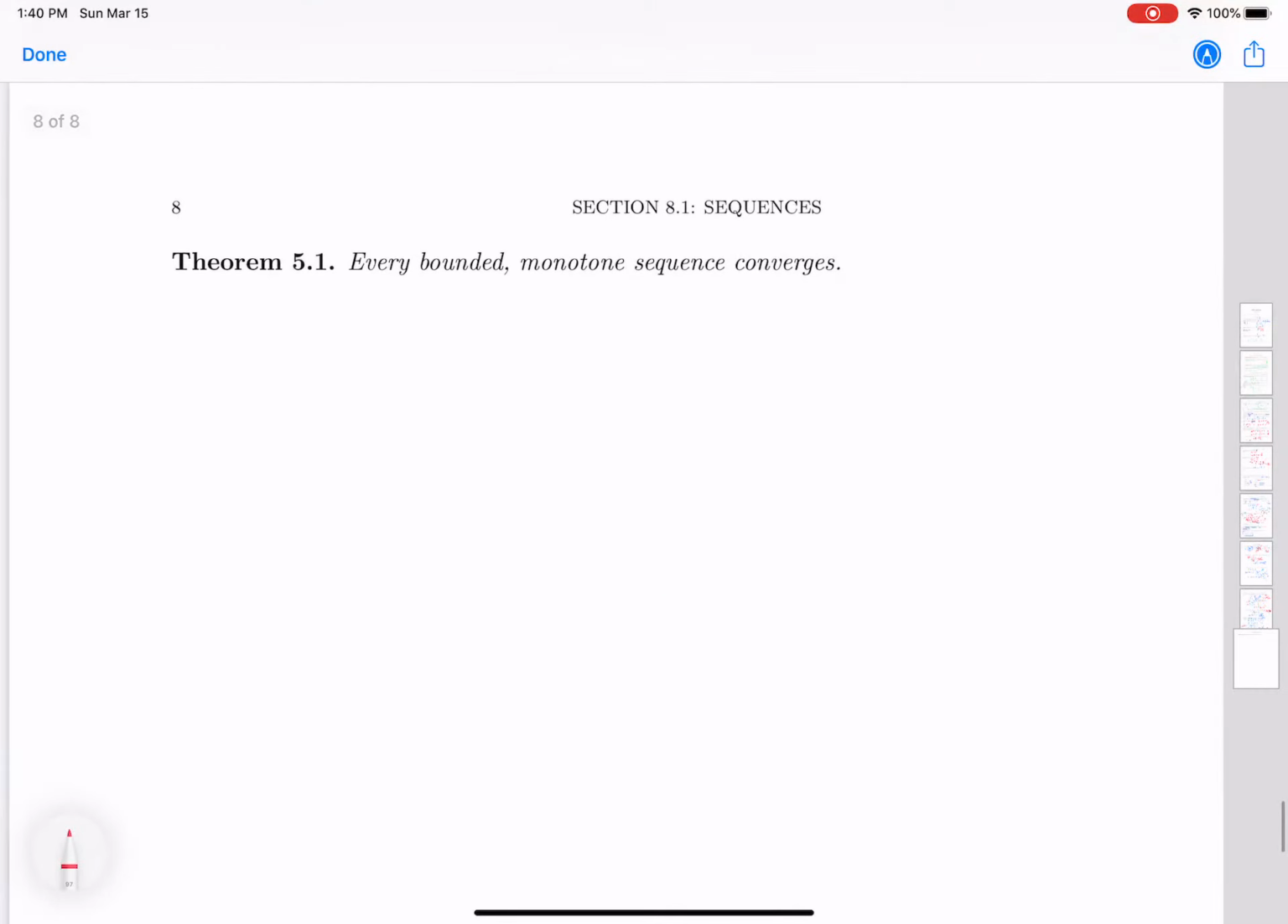All right. Theorem 5.1: Every bounded monotone sequence converges. So the important thing here is to figure out what exactly these terms mean and give you a rough sketch of why it will in fact be true. So bounded means that there's some number that's always going to be greater than every single entry in the sequence.